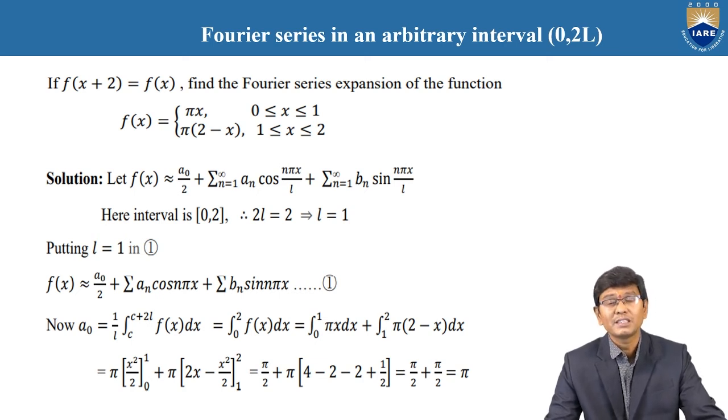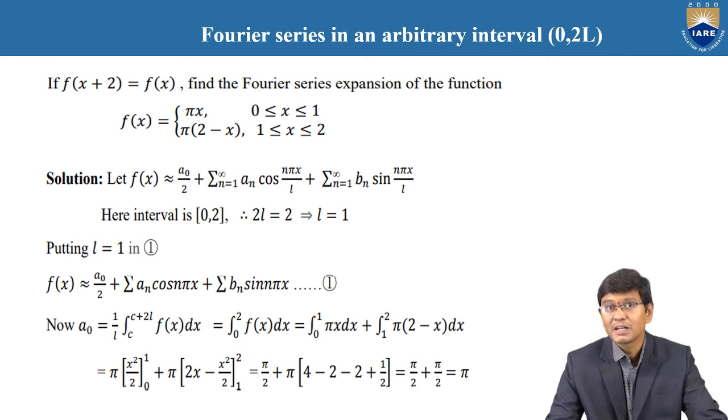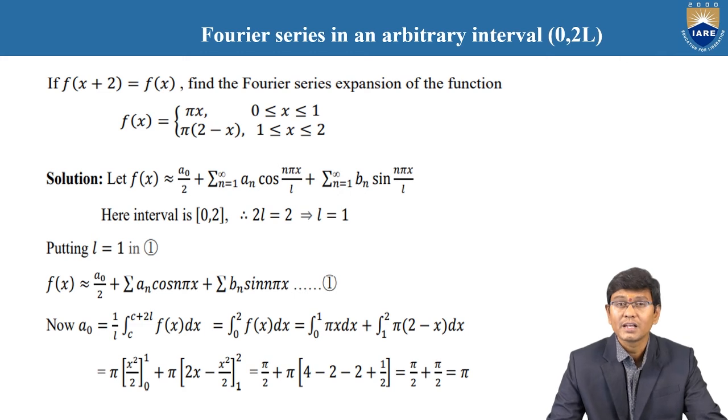Therefore, the required Fourier series, when we replace in equation 1, is f of x equal to a0 by 2 plus summation n equal to 1 to infinity of an into cos n pi x by L, which is nothing but n pi x here, plus summation n equal to 1 to infinity of bn into sin n pi x by L, and here also L is equal to 1. Now, according to the working rule, we need to find a0 first.